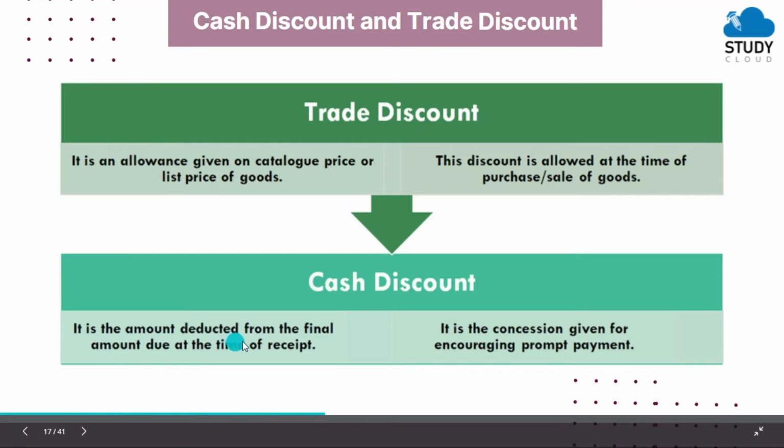It is the amount deducted from the final amount due at the time of receipt. It is a concession given for encouraging prompt payment. So let's take one example and understand it.